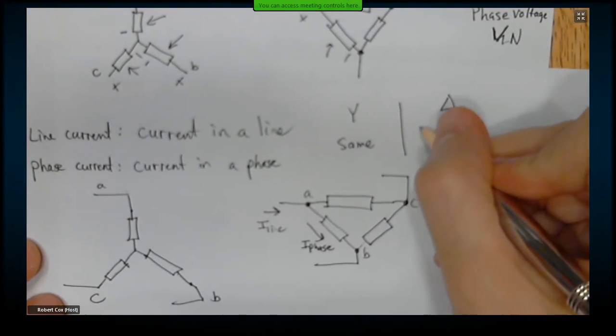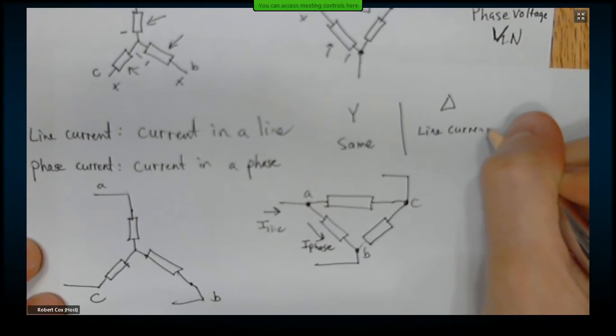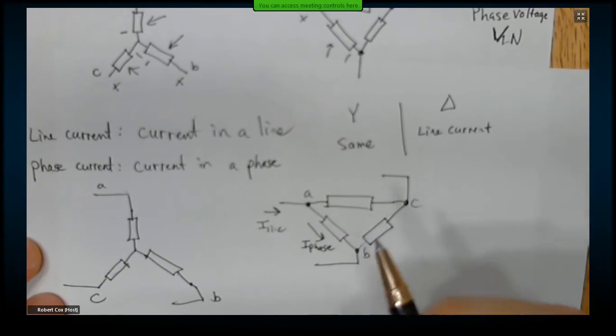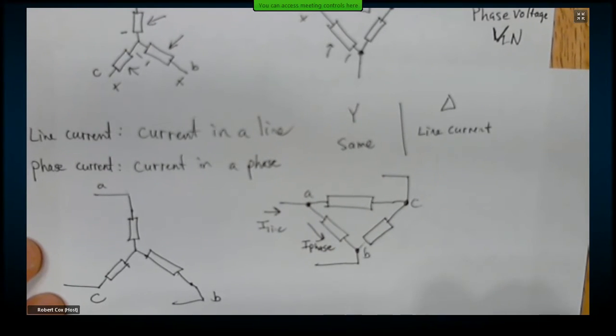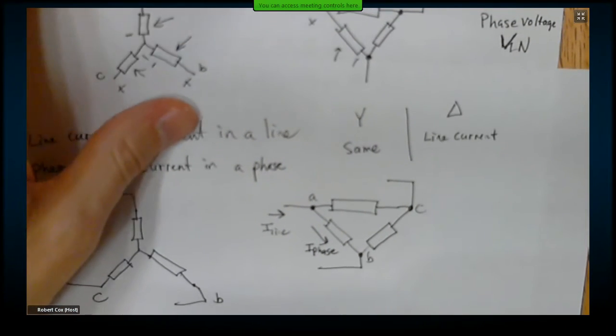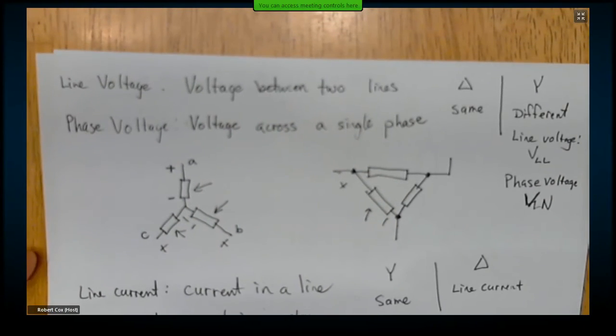In delta, line current is here. Phase current is the current actually flowing in each phase. So we'll look at some examples of that. We'll come back to that set of definitions. That's important to do. Let me quickly just run through that.